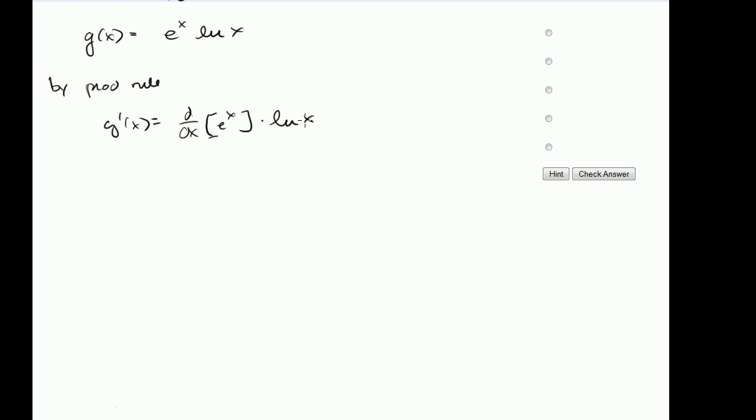So we could ask them, and if we want to mix it up, we could say g of x. Well, we could just say f of x if it becomes too hard to implement. But g of x is equal to e to the x ln of x. And then same thing, by product rule, g prime of x is equal to the derivative of e to the x. Always want to put that in brackets just so you know that's the derivative operator, times the natural log of x plus e to the x times the derivative of natural log of x.